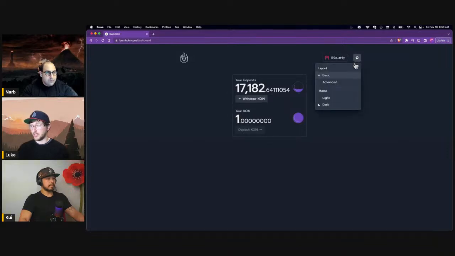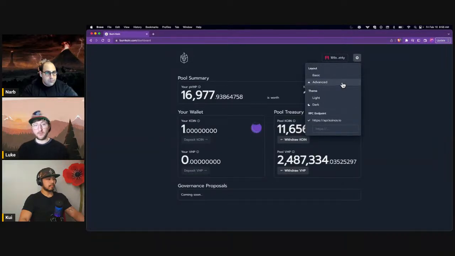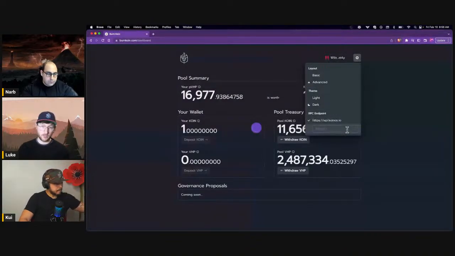Now, getting into a little bit more detail, we do have an advanced version of the dashboard, which lets you also set your own RPC. So if you don't trust the one that we've defaulted to, you could set your own node address, or a friend's, or one you're paying for separately, whatever you want to do there.